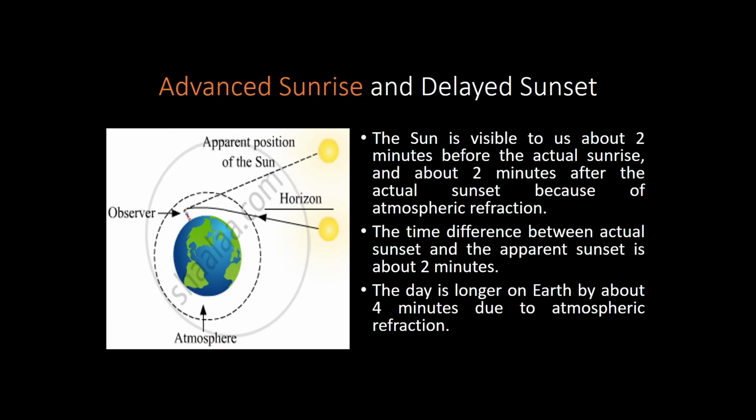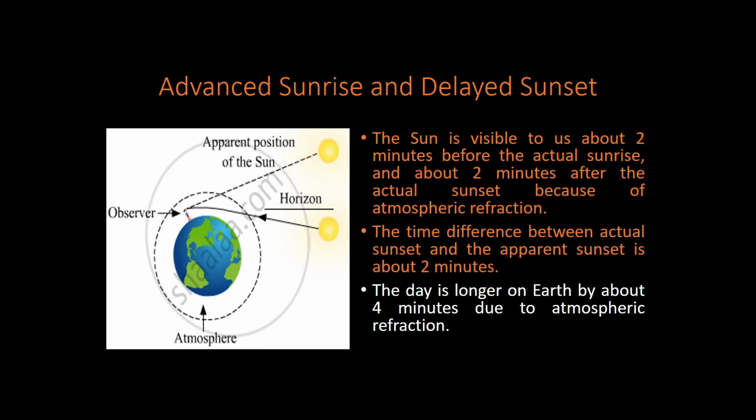Advanced sunrise and delayed sunset. The sun is visible to us about 2 minutes before the actual sunrise and about 2 minutes after the actual sunset because of atmospheric refraction. The time difference between actual sunset and the apparent sunset is about 2 minutes. The day is longer on Earth by about 4 minutes due to atmospheric refraction.